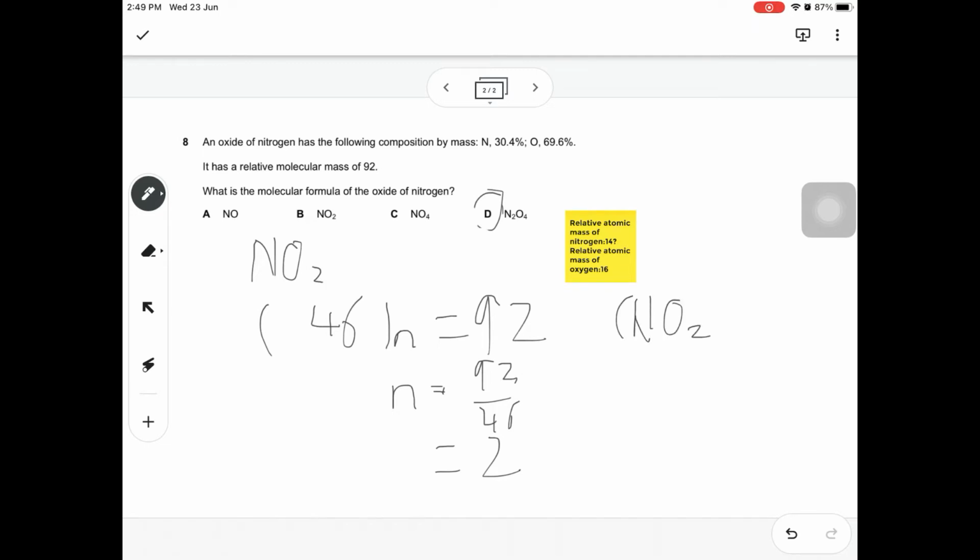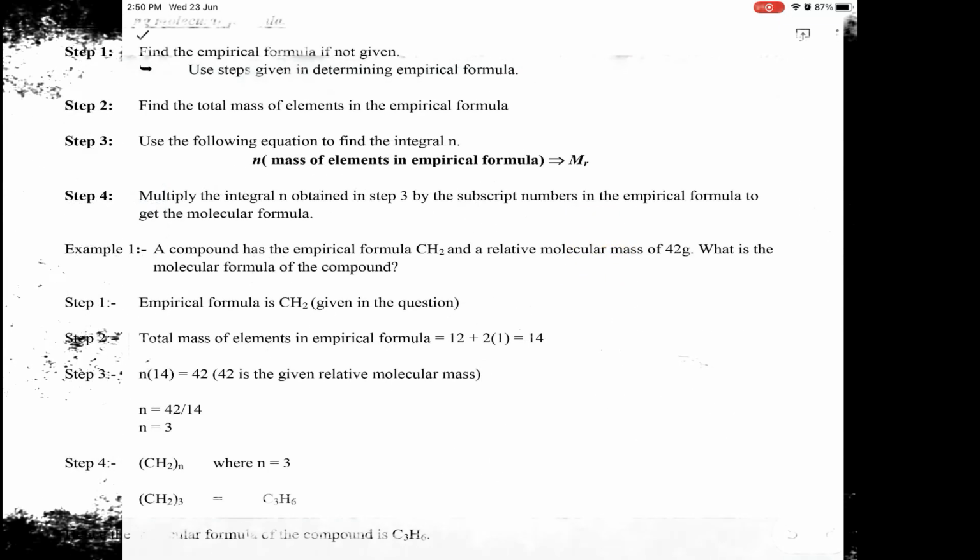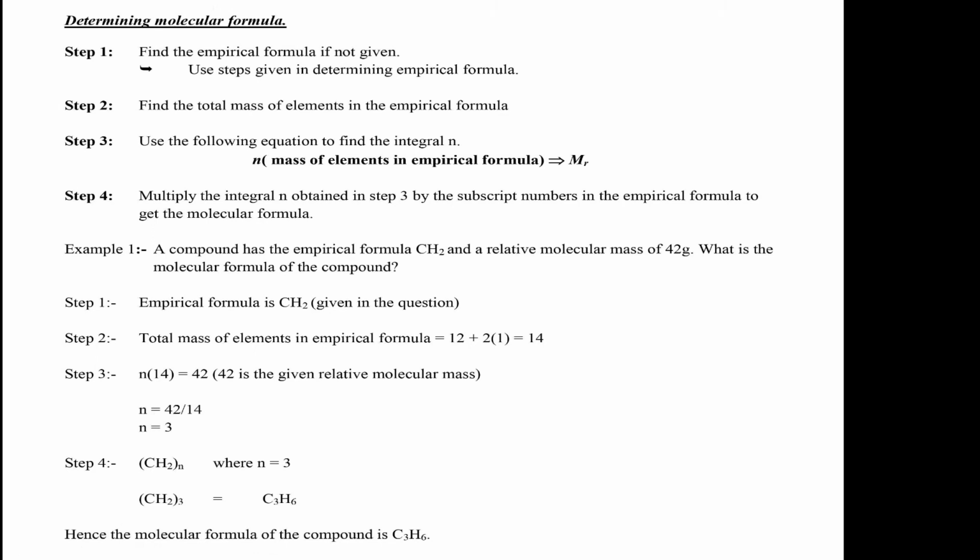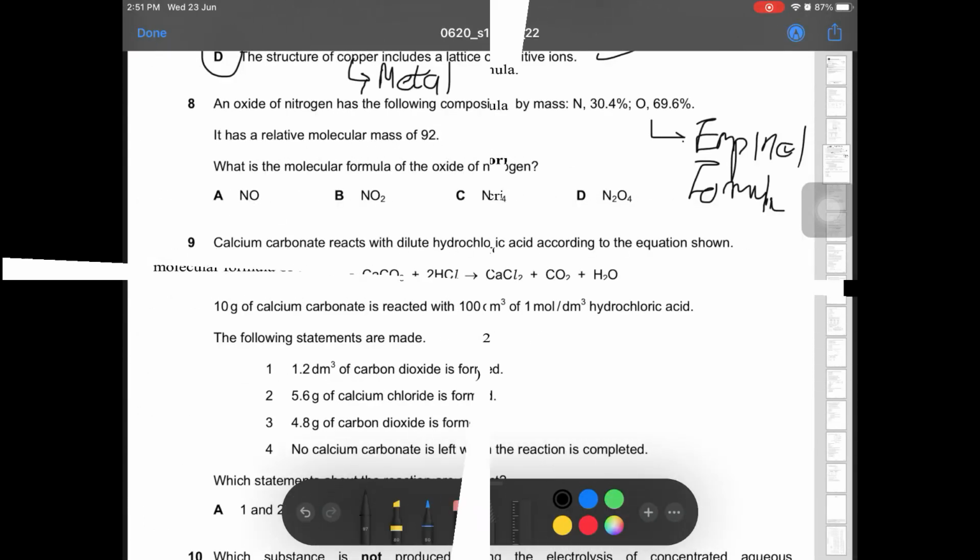So the coefficient will be 2. So we take NO2 multiplied by the coefficient of 2 to find the molecular formula of the oxide of nitrogen. So when you multiply it, it will be N2O4. So the final answer. The following is the method to find the molecular formula of any substance. So number 8 is D.